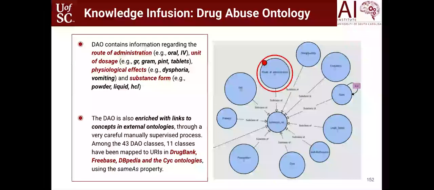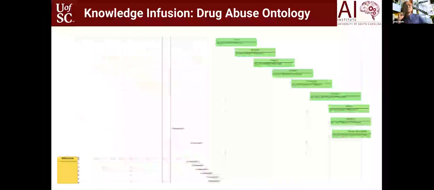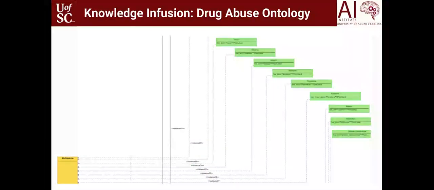Moving forward, our DAO ontology also has information regarding route of administration, the dosage, the psychological effect, and the substance form. And it is continuously being enriched with external ontologies, as mentioned, like DrugBank, FreeBase, DBpedia, PsychOntologies, etc. And here, if it is visible, you can see that a substance has various instances like Tussol, Mydon, and so forth. We could encode this variation by using the drug abuse ontology.